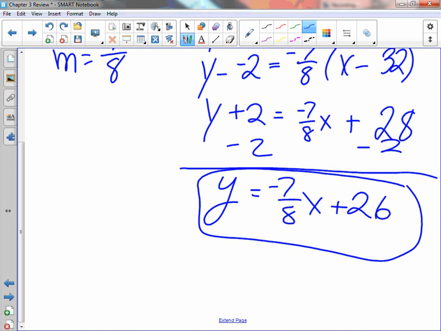That was 44. What was the other one? 24? Yeah, it was 24. Any other questions on finding the equation of a line perpendicular? We good with these here? Yes?